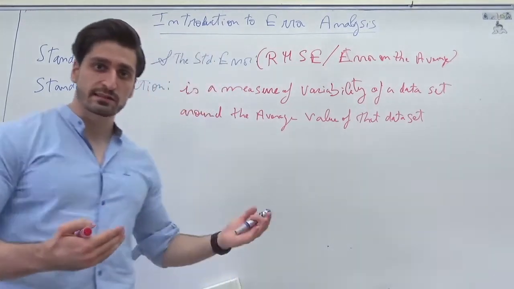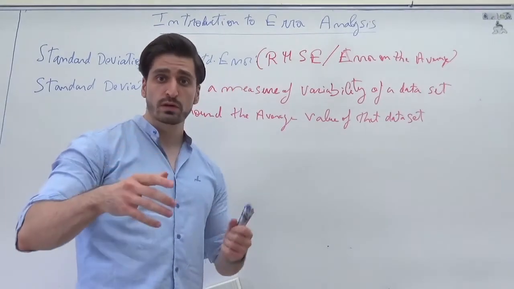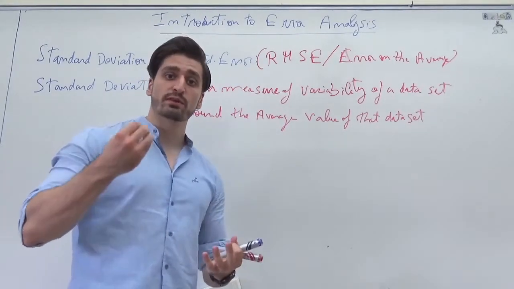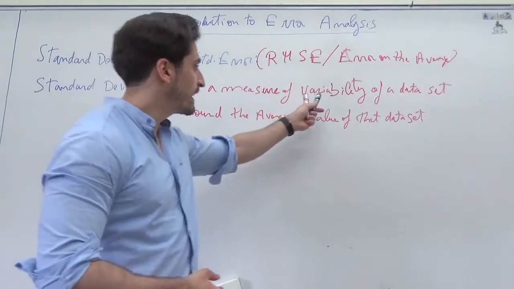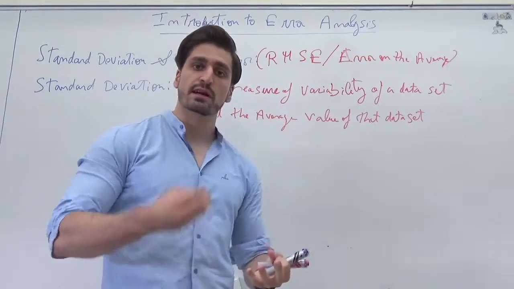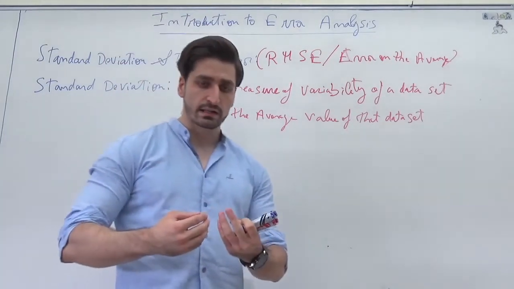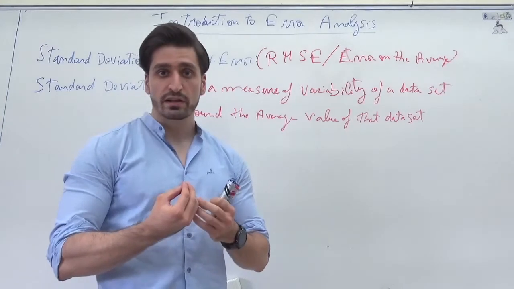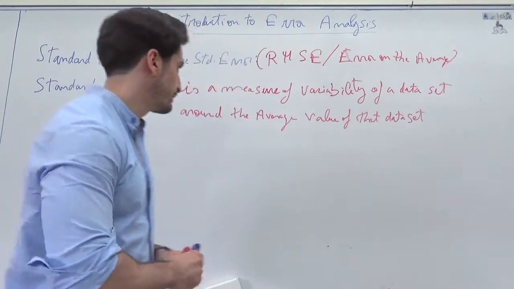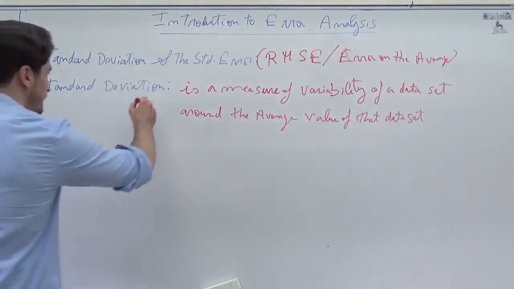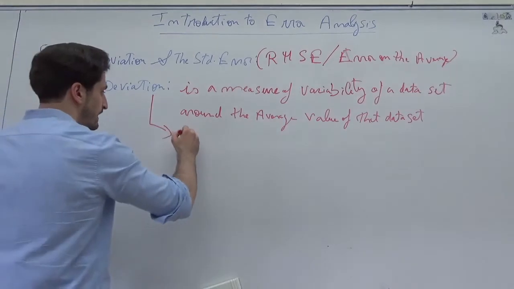So basically, the standard deviation is going to show you how a set of numbers varies around its average value. It shows you the variability of a set of numbers around their average. Are they going to be varying right around the average, or are they going to be varying further away from the average?